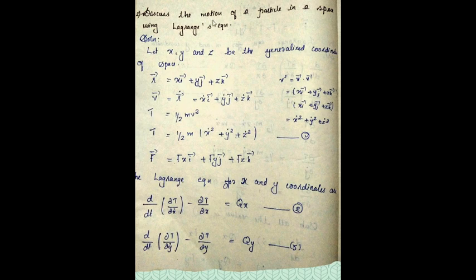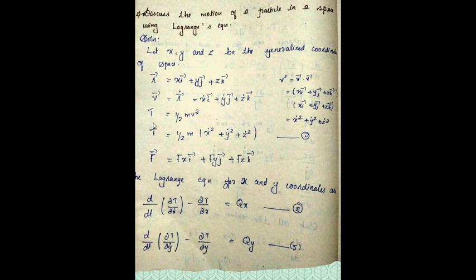Now, the question is to discuss the motion of a particle in space using Lagrange's equation. So Lagrange's equation is d by dt of dou T by dou x dot minus dou T by dou x is equal to Qx. Again, d by dt of dou T by dou y dot minus dou T by dou y equal to Qy. Again, d by dt of dou T by dou z dot minus dou T by dou z equal to Qz, because it consists of three generalized coordinates. So for that you need T here.